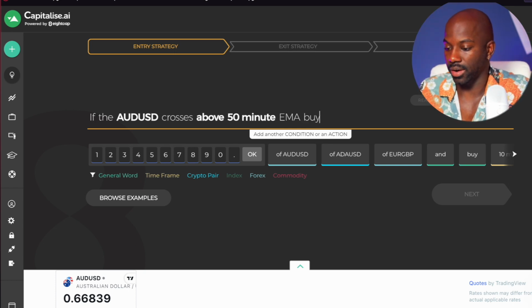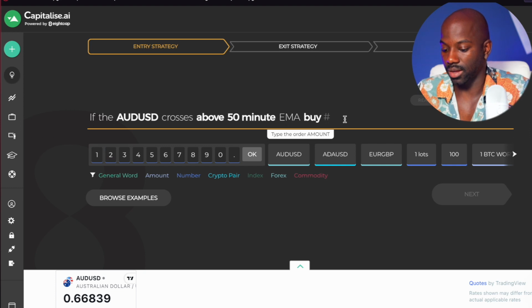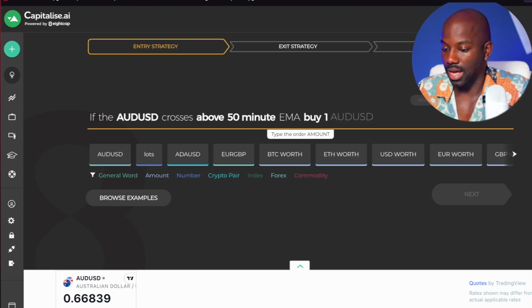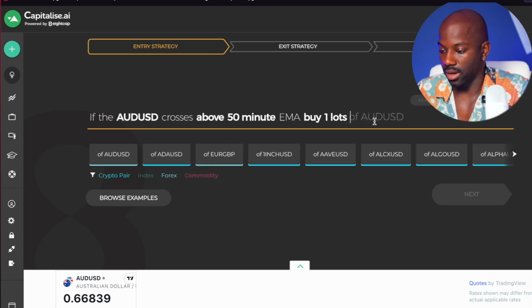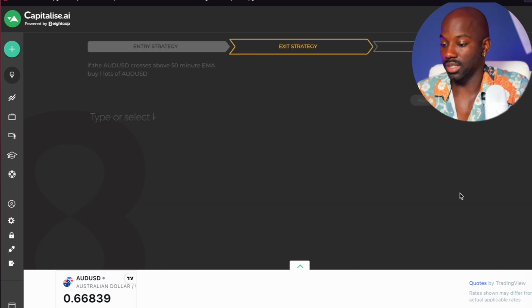We could say buy, right? Buy, boom. Oh, we got to pick the amount of lots now. So we could say buy one lot of Aussie USD. That's correct. All right, so there we go. This should end. All right, there we go. So we have our strategy. So if the Australian dollar crosses above the 50 EMA, buy one lot of the Australian dollar.